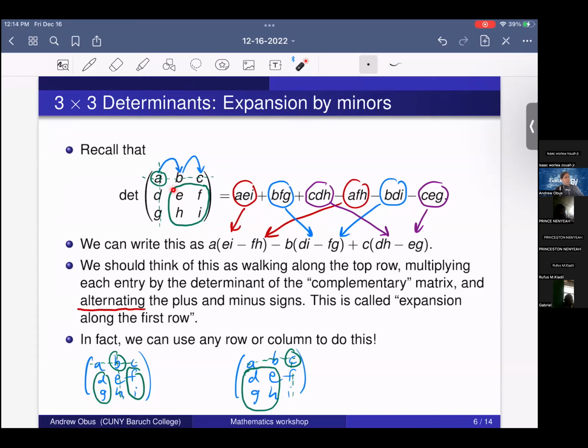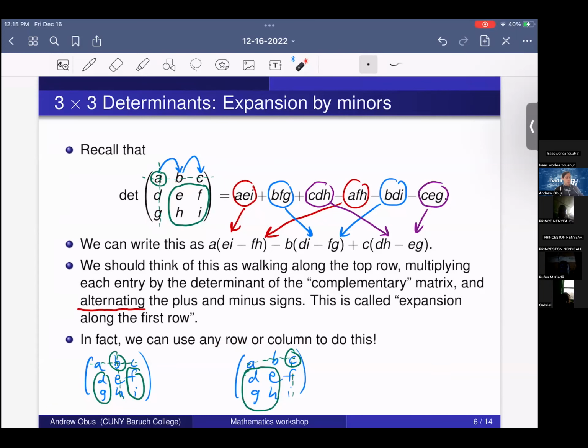Right, exactly. So because we're starting with B in that case. So the B, if you start with B, you have to use the negative. If you start with B or with D, then you have to use the negative. If you start with A or C or G, then you're going to use the positive. Because A, C, and G are in plus positions, and B and D are in minus positions. So again, you can use any row or any column you want.